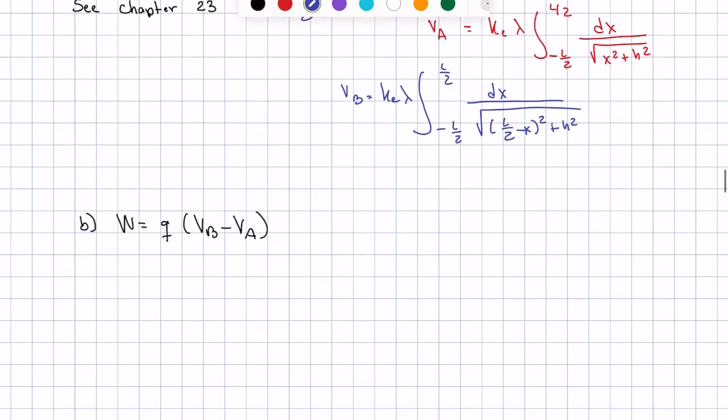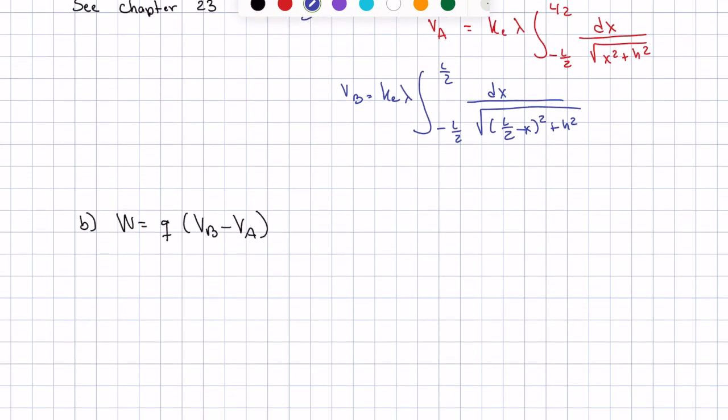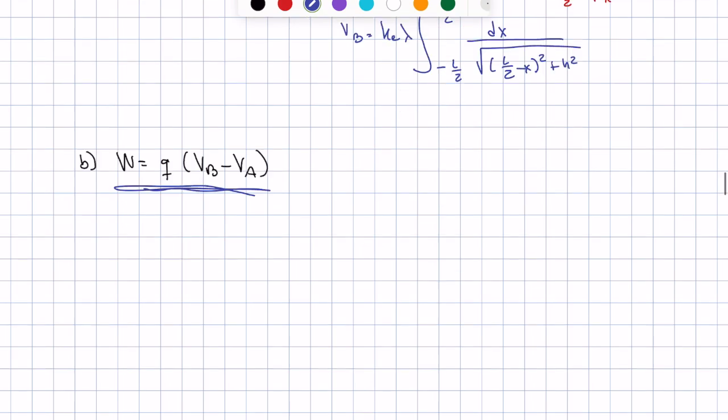So then to figure out the work done to move a charge q from A to B, you need this equation. You just figured out VA and VB. Let's say you're given what the charge is. Well, then you just plug it in and you get a number, right? So I have some number for Q, I put it in. I have some number for VB minus some number for VA, and that is the work done. So it's not a hard second question.